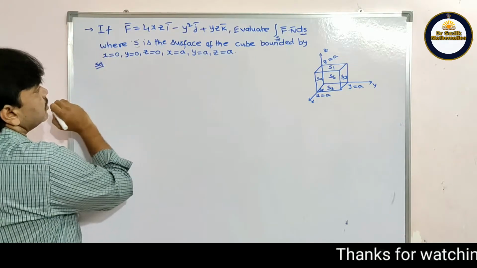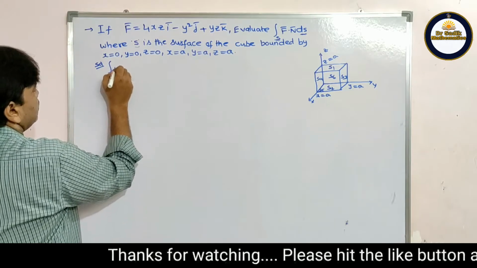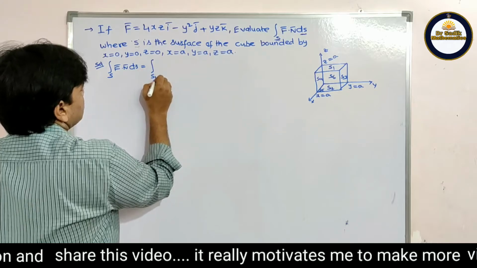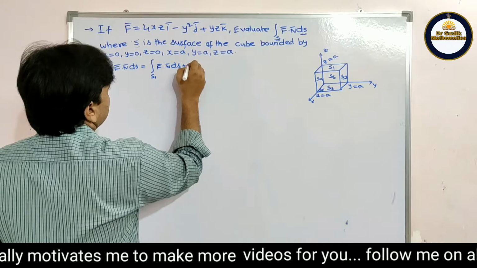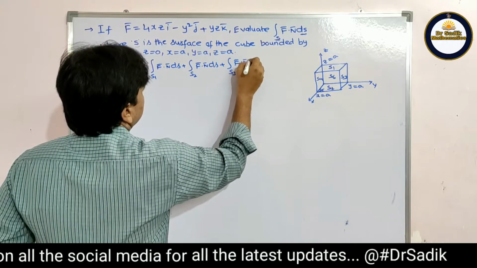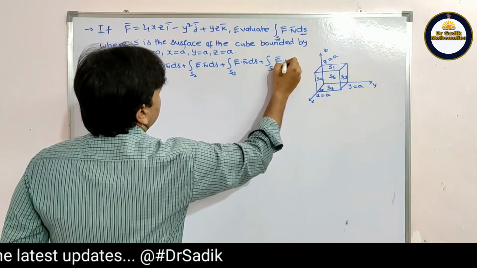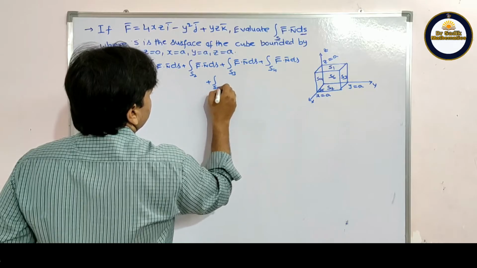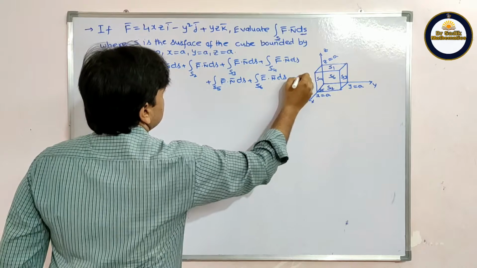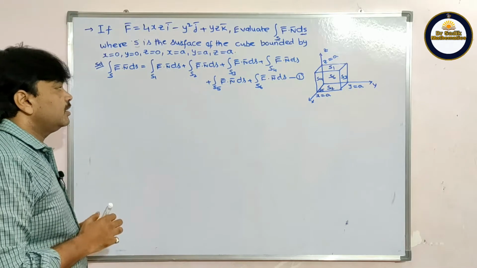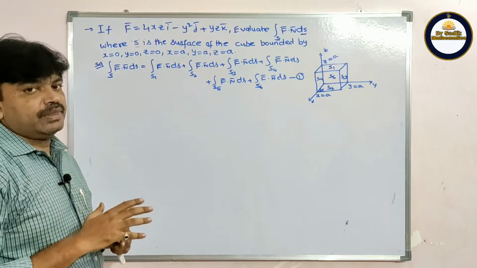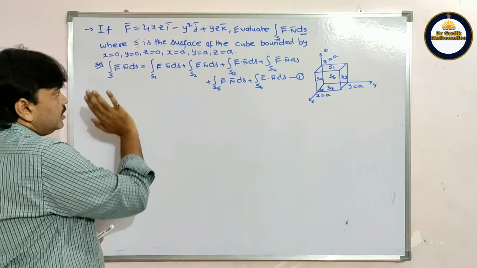Solution. Write the surface integration, integral over S of f bar dot n bar dS, that is equal to integral over S1 of f bar dot n bar dS plus integral over S2 of f bar dot n bar dS plus integral S3 plus integral S4 plus integral S5 plus integral S6, each of f bar dot n bar dS. Say this is 1. That means you find the integrals over S1, S2, S3, S4, S5, S6 and add them, then you get the integral over S of f bar dot n bar dS.